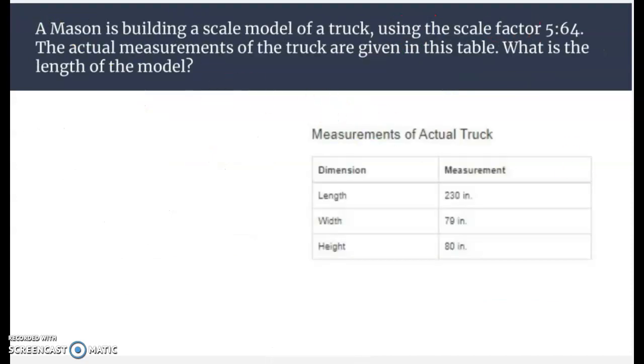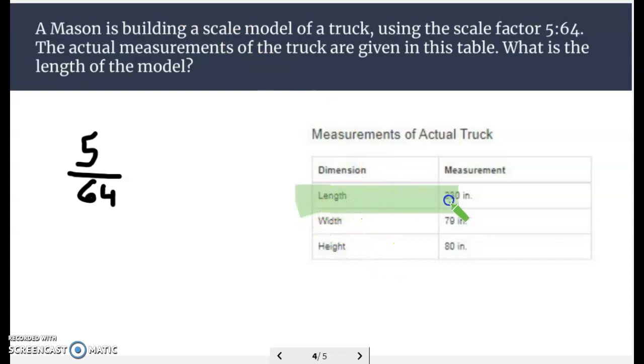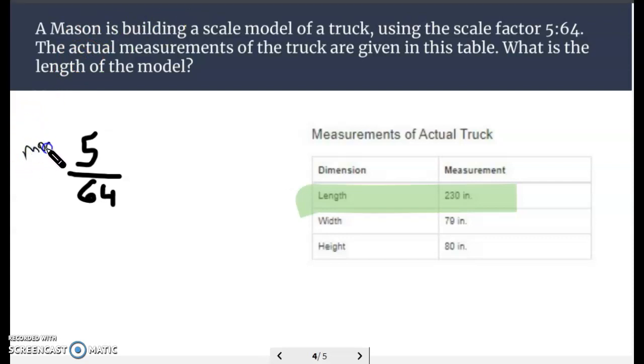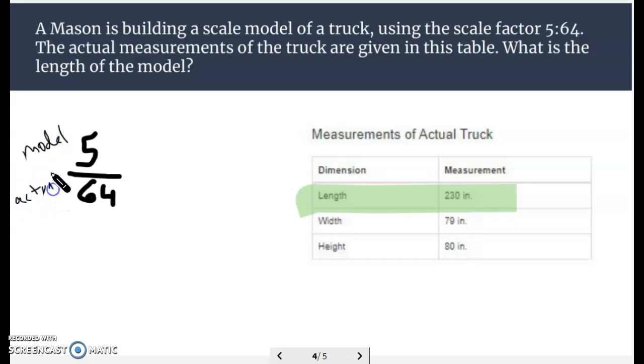Let's look at another one here. It says Mason is building a scale model of a truck using the scale factor 5 to 64. Maybe we should write that down right away as a fraction, 5 to 64. The actual measurements of the truck are given in this table. What's the length of the model? Now they give length, width, and height, but we only need the length. Again, the top number is the model, and the bottom number is the actual. 5 over 64 equals x over 230.